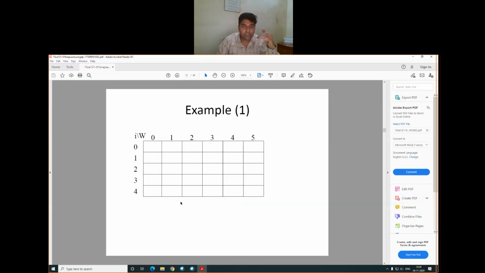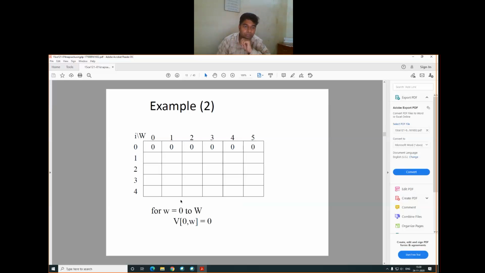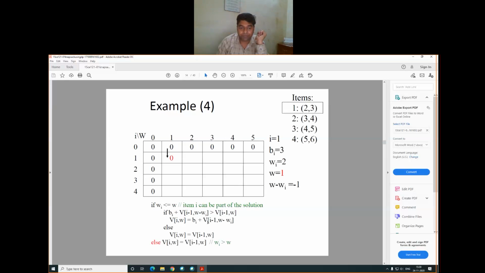Now I will fill this table as per the initialization. The first column and first row both contain the value 0 as per the initialization. So for w from 0 to W, V[0, w] is equal to 0. And second step, all the elements of the first column, for i equal to 1 to n, are initialized as per the algorithm requirement: V[i, 0] is equal to 0. Okay, now we'll fill the remaining rows and the remaining part of that matrix.